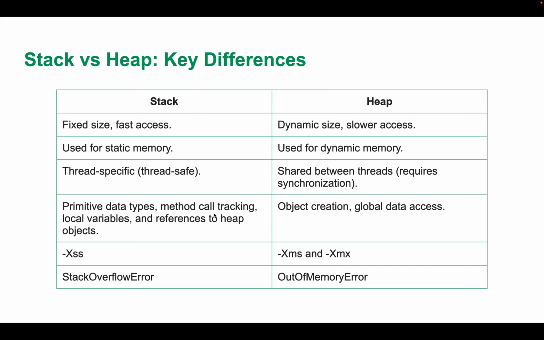The -Xss option in Java sets the stack size for each thread, while the -Xms and -Xmx options in Java are respectively used to control the initial and maximum heap size. When they are used up, the stack will throw a StackOverflowError, and the heap will throw an OutOfMemoryError.